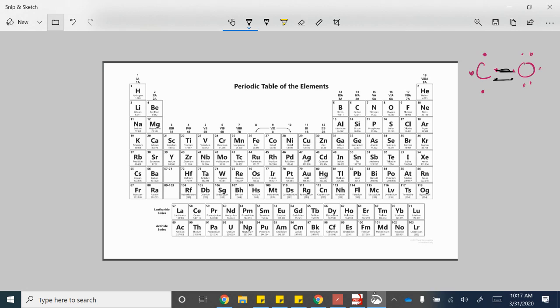So our oxygen's happy. Okay, so the oxygen is happy because, again, it has 1, 2, 3, 4, 5, 6, and it's sharing these 2, 7, 8. So it's happy. It has a full 8 outer shell, but the carbon isn't. So it's sharing these 4, 5, 6, but it still needs 2 more to be happy.